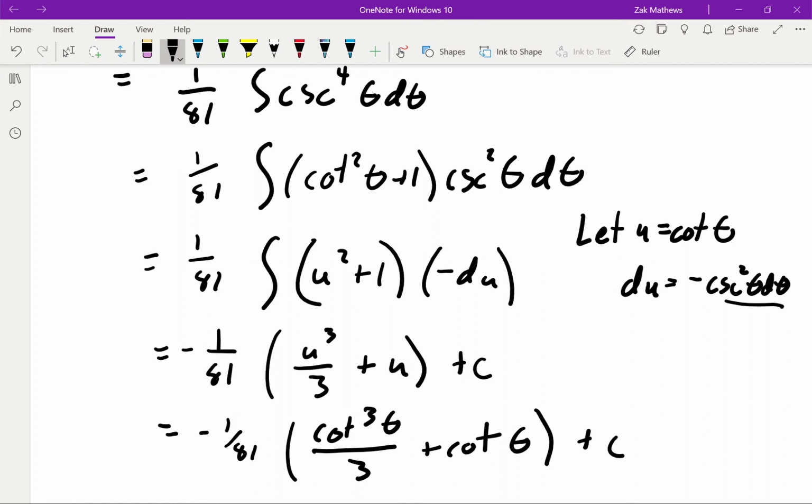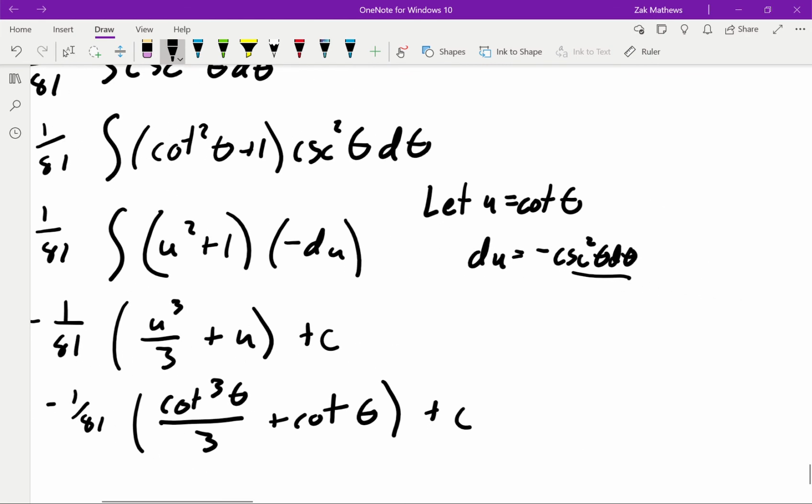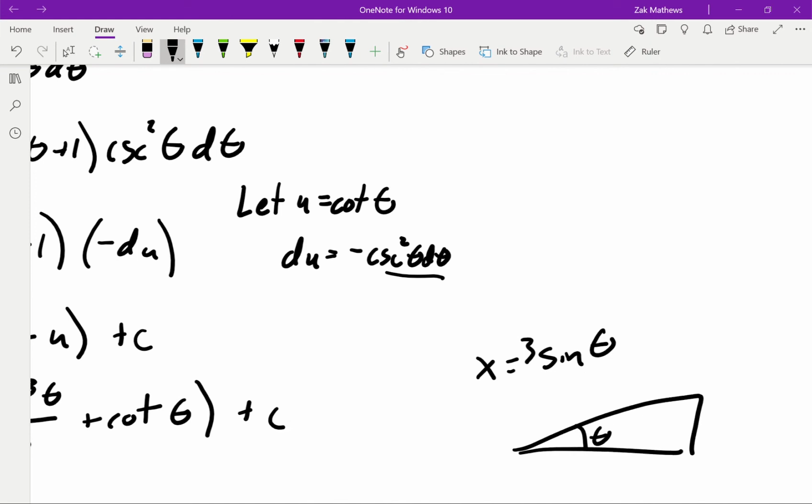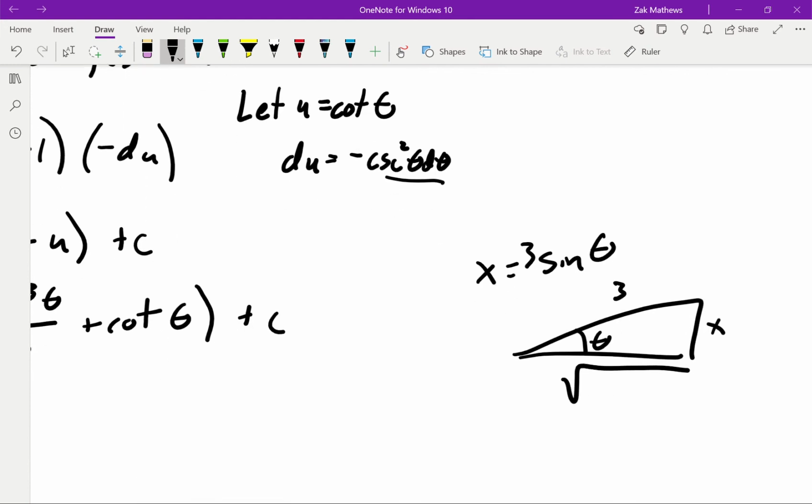But really keep in mind cotangent, we made that up too. Cotangent wasn't what we started with. We started with x's. And so let's think about what cotangent would look like in terms of x's. So I'm going to do a little sidebar here. We originally let x equal 3 sine theta. So let's think about what that picture looks like. Theta, the opposite is x, the hypotenuse is 3. That would mean that our third side was the square root of 9 minus x squared, exactly how we drew it out above.